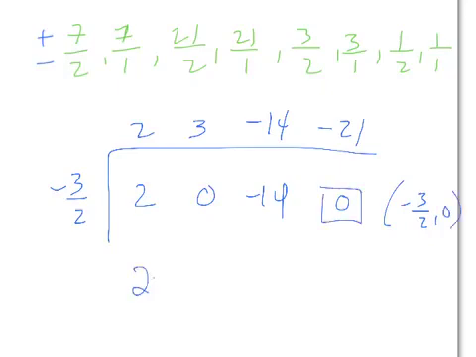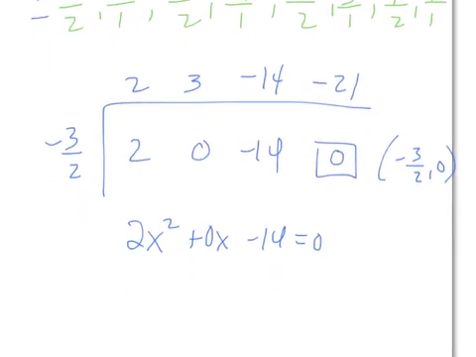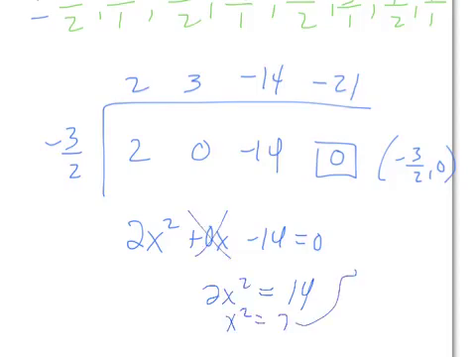Now the depressed equation is interesting. It's 2x squared, and there's no x, minus 14 equals 0. Whenever b is not there, this is easy to solve. Just move the 14 over, right? Because this is not here. Divide by 2. It tells me that x equals plus or minus root 7. That's as we had suspected.